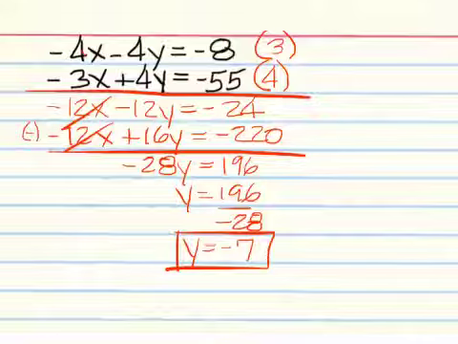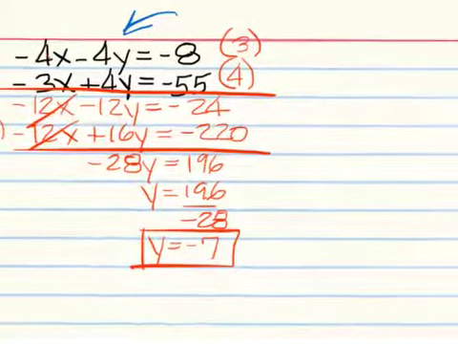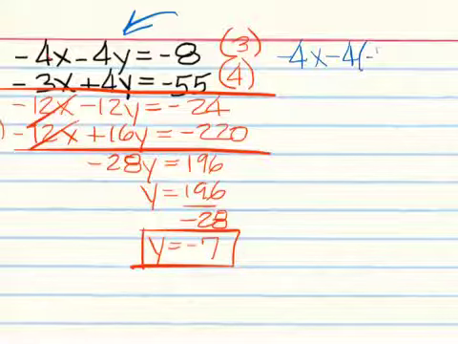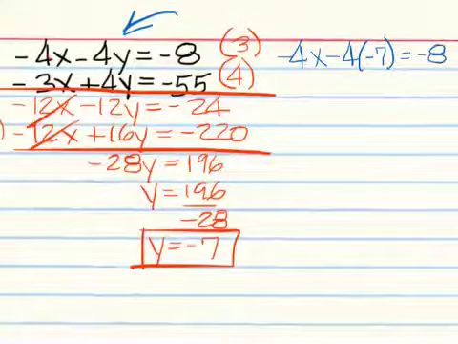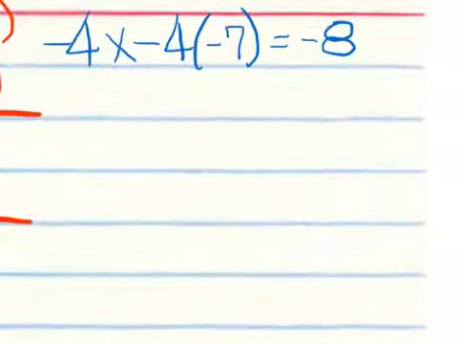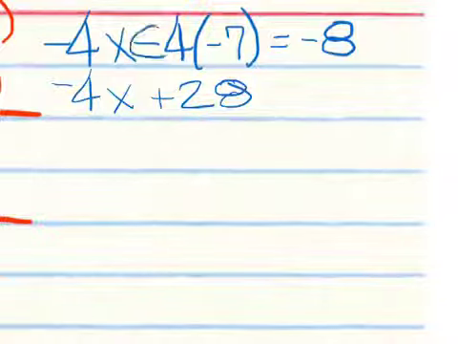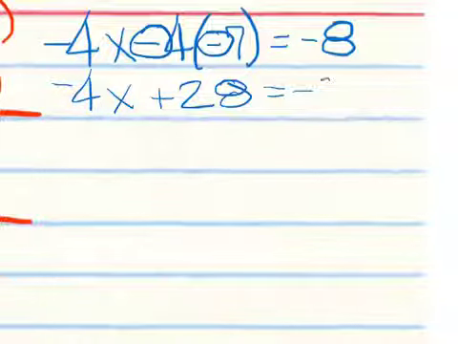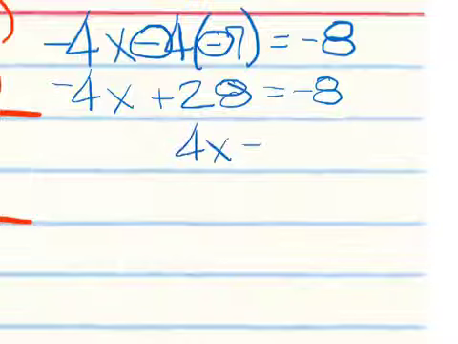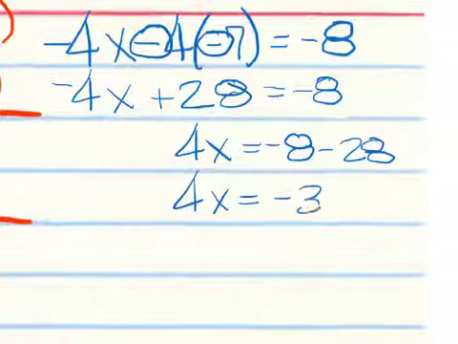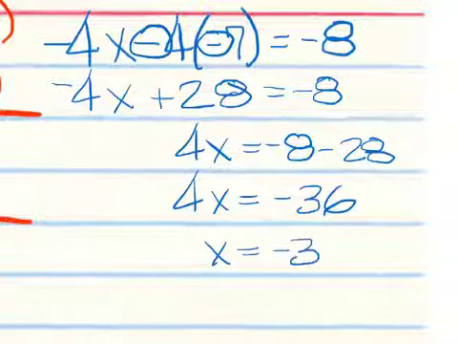I'm going to plug that negative 7 in on the top equation. So that's a negative 4x minus 4 times a negative 7 equals a negative 8. So simplify to get a plus 28 here. That's a double negative. And then move that 28 to the right. Make it a minus 28. Simplify to a negative 36.